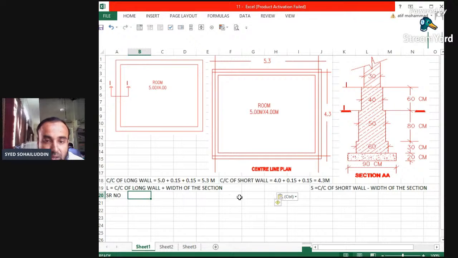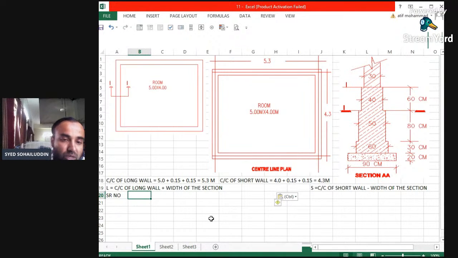So what is the short wall length? The center to center distance of short wall minus width of section. Here the center to center distance of short wall we have already calculated as 4.3. So 4.3, but here it is minus 0.9. That will be 3.87 meters. So this is nothing but the short wall length.